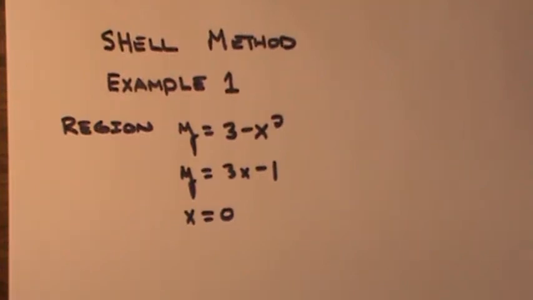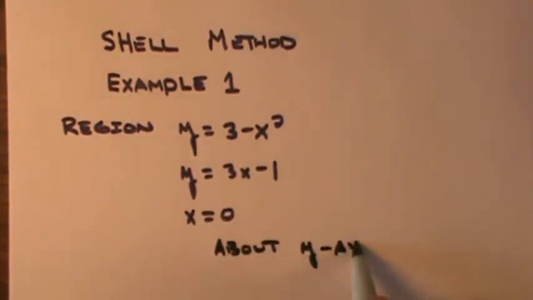Example 1 for the shell method. As we begin this problem, they will give us a region to consider, and then they will tell us what to revolve about. In this case, it's going to say about the y-axis. So I want to figure out what region I'm dealing with.